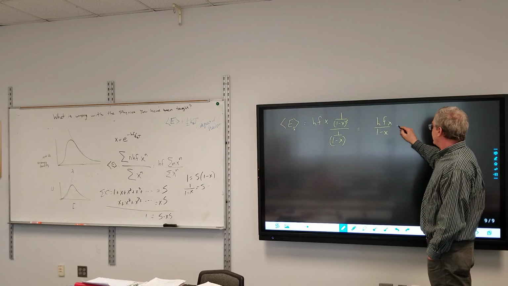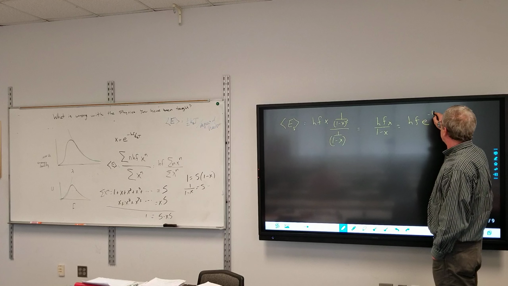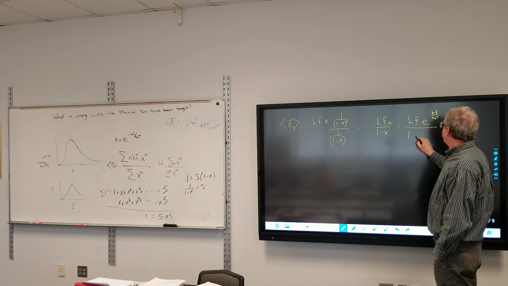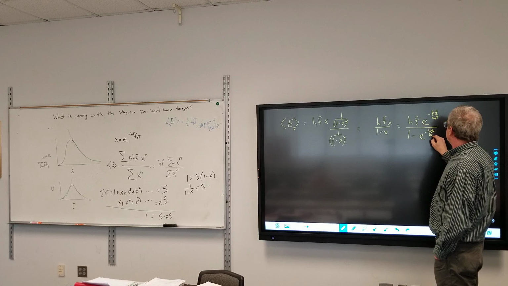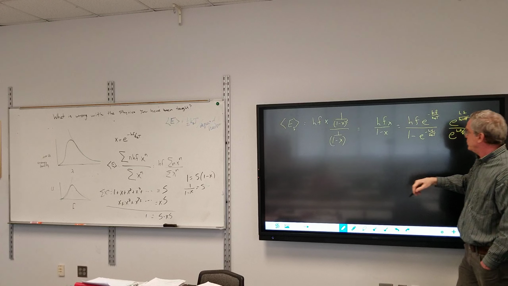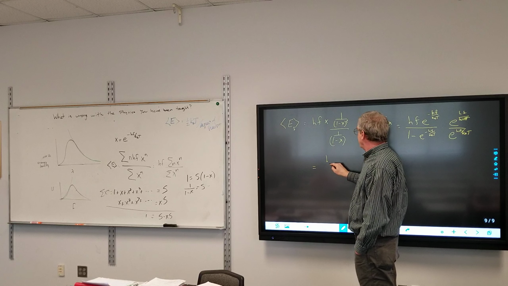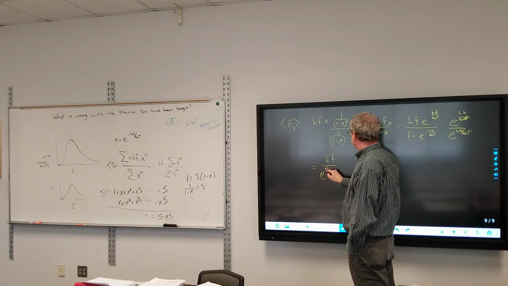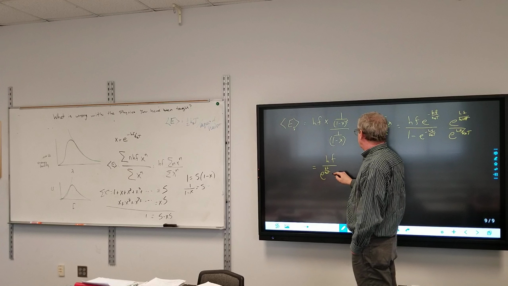Plugging back in our value for x, this becomes hf e to the negative hf over kBT, over 1 minus e to the negative hf over kBT. Multiply top and bottom by e to the positive hf over kBT. On top, my exponents go away, and so I'm left with hf divided by e to the hf divided by Boltzmann's constant times the temperature, minus 1.